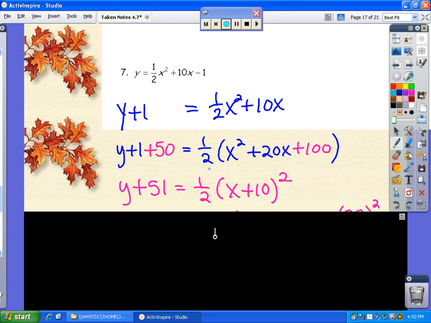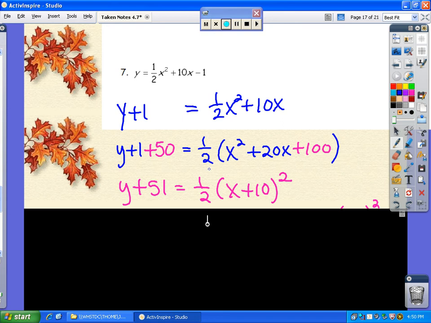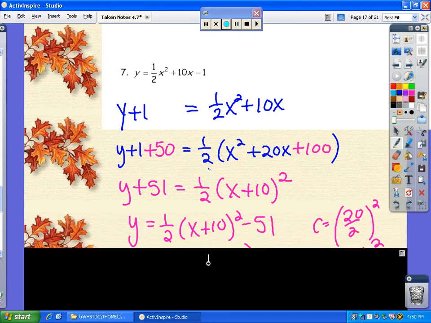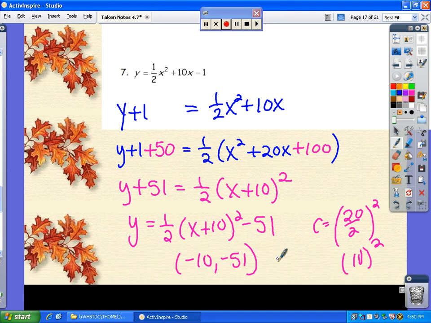Factor the trinomial and move the 51. So now we're in vertex form. So our vertex is negative 10, negative 51. Alright, that's completing the square.